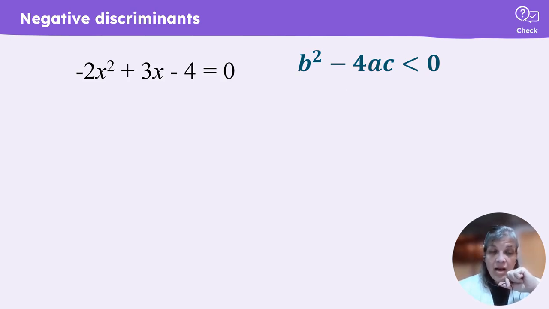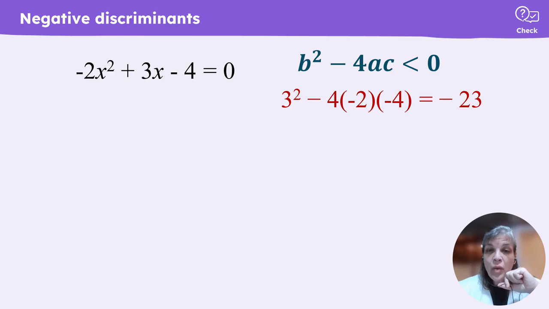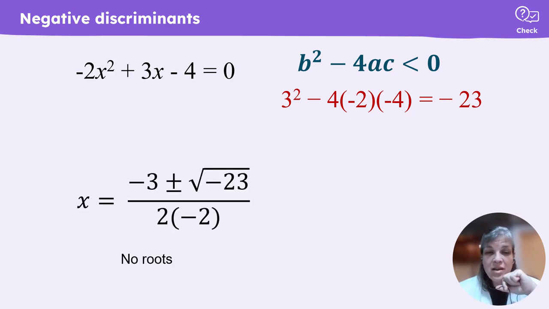Here's an example of an equation where the discriminant ends up being negative. And there's no way to solve this equation. It doesn't factorize, it doesn't work in the quadratic formula. So we say it has no roots because we'd end up getting that negative 23 under the square root sign, and that would stop us. We don't know what to do next.